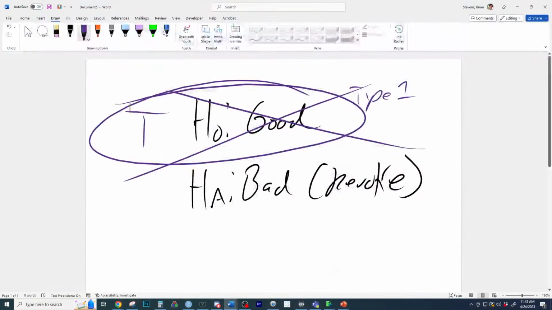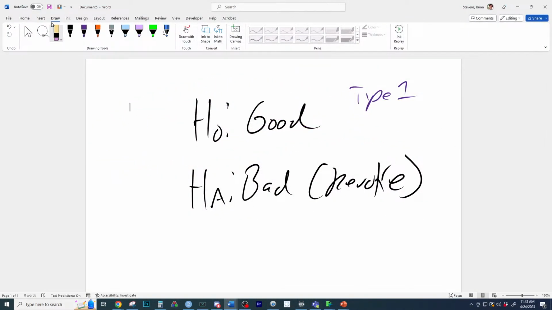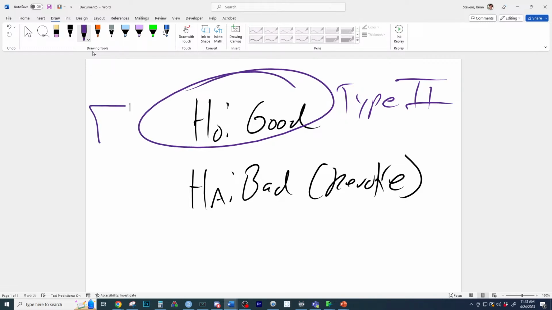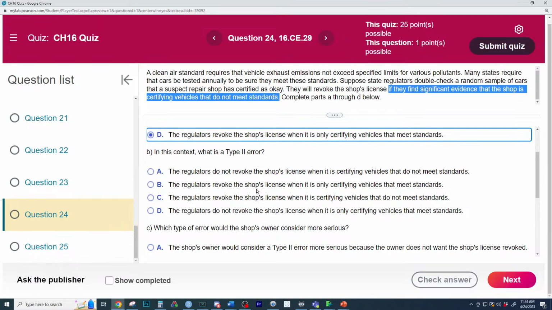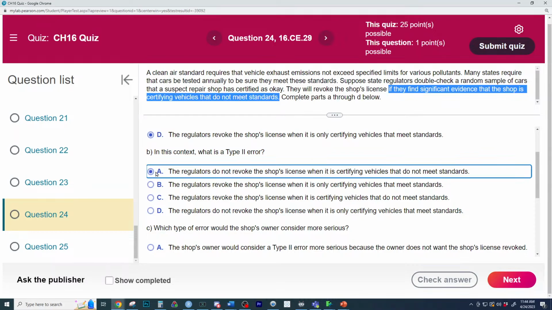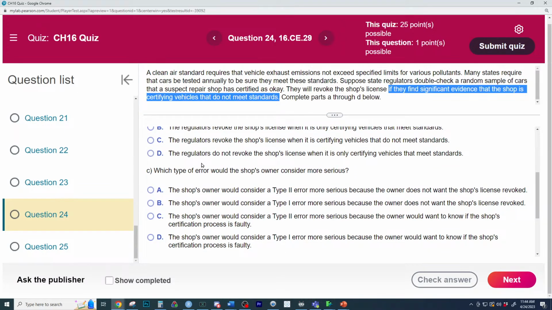Now you can get type 2 pretty quickly by knowing that it's got to be the other way around. In a type 2 error, the null is false and we fail to reject it. So it's true that they're doing a bad job. The null is false, so the shop is not doing a good job. They are doing a bad job, but we are going to fail to reject the null and believe that they are doing a good job. So the regulators do not revoke the shop's license when it is certifying vehicles that do not meet standards. There we go. Which of these errors do you think is more serious?